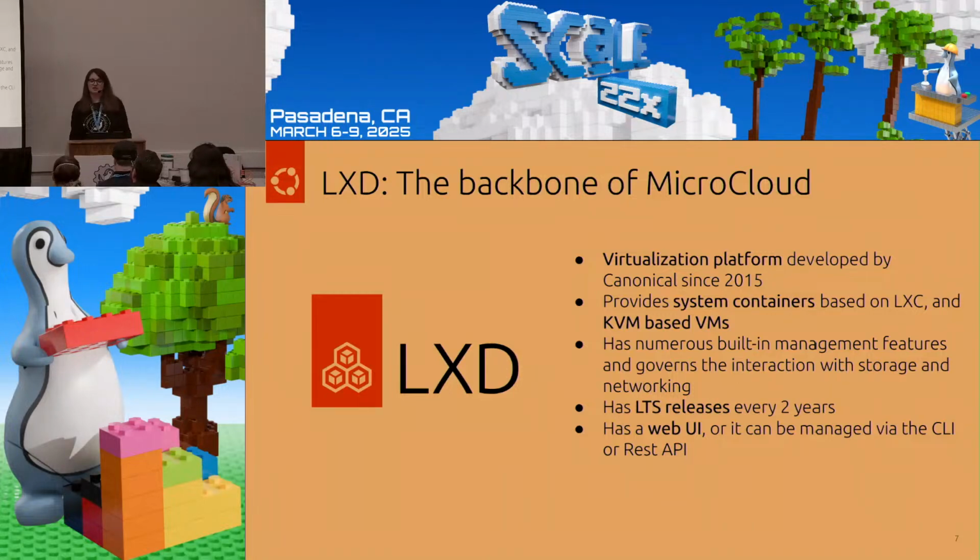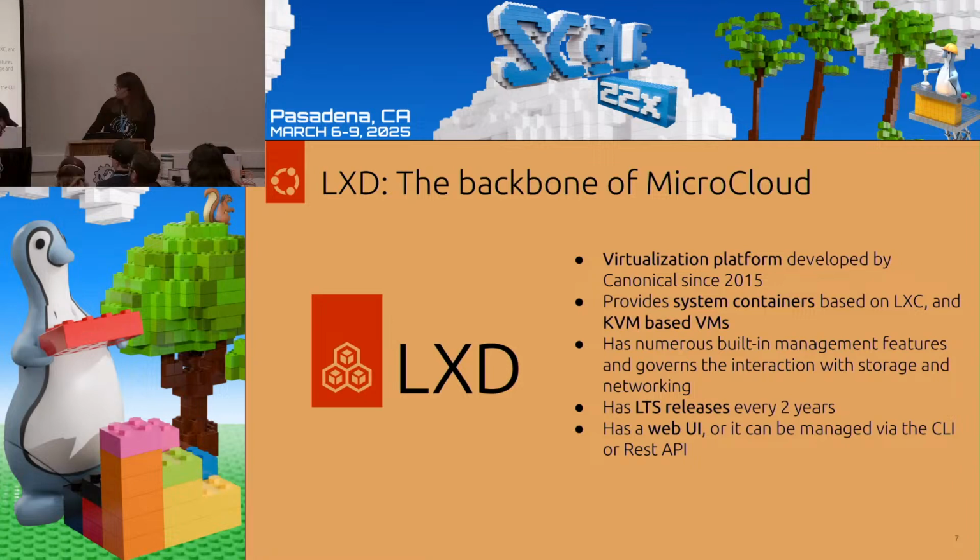We'll showcase some of them, but basically nowadays LXD has quite a lot of built-in management features that allow you to configure it in many different ways. And that's really the component that governs the interaction with storage and networking. So while the MicroCloud snap kind of brings all of these components together, your main interface is really LXD, and that's what you would use to launch your workloads, to configure your networks, etc.